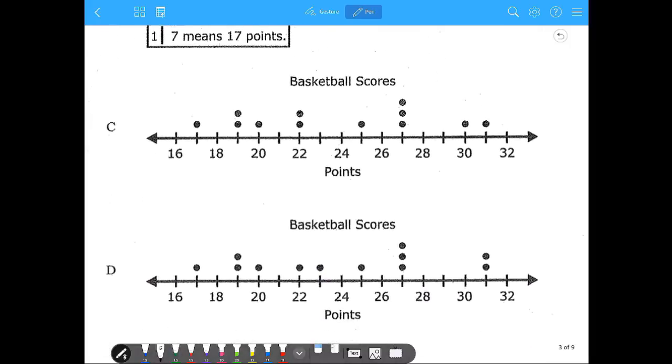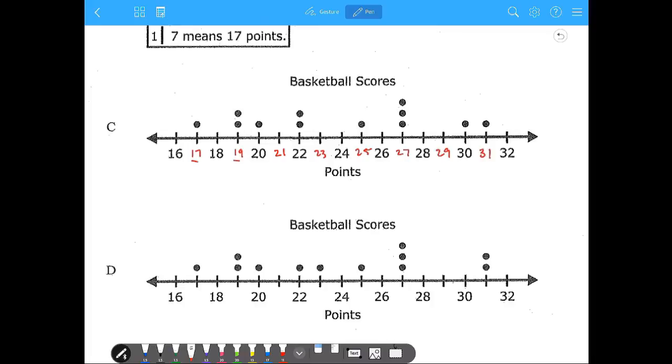Letter C and D, they're a little bit different. These are the dot plots. Now look at the dot plots. You see these blank spaces? We're gonna fill in those numbers. So if it's 16, this should be 17, 18, 19, 21, there's 22, 23, and fill in all the blanks that are here. Always fill in those gaps.